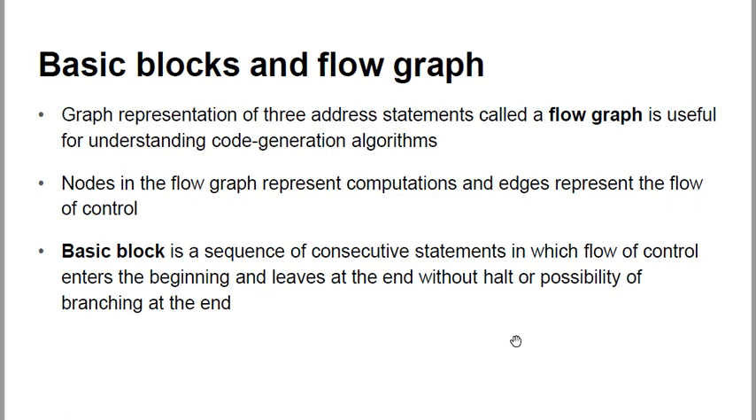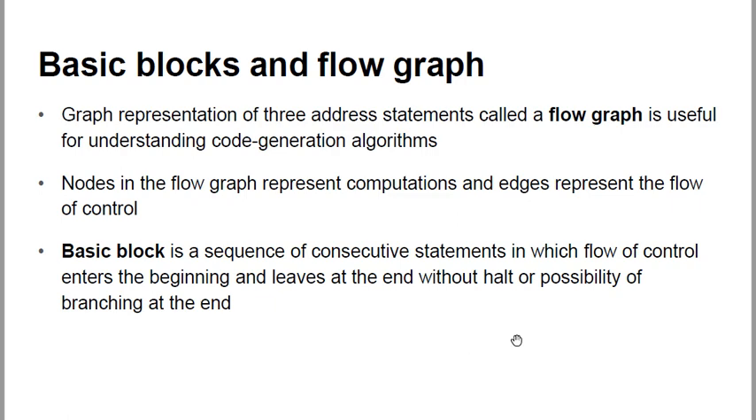The graphical representation of the three address statement is called a flow graph, which is useful for code generation algorithms. The nodes in the flow graph represent the computations or the basic blocks, and the edges represent the flow of control. So first, if we are given a C code or any code, we have to translate that C code into three address code. Then from that three address code, we have to identify what our basic blocks are.